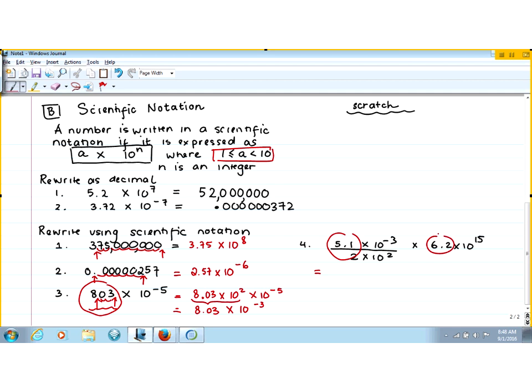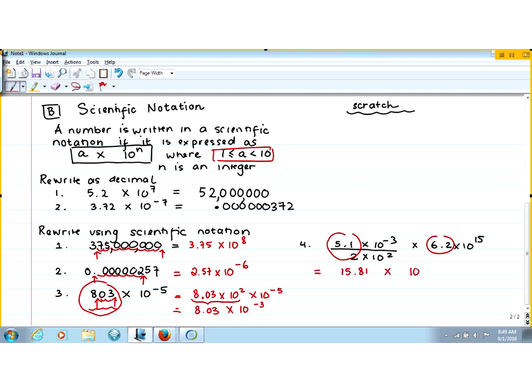So what I'm going to do is I'm going to simplify these. What is 5.1 divided by 2 times 6.2? So can you use calculator and then give me a number? So 5.1 times 6.2 divided by 2. What is it? So we're doing the number part first. 15.81? Thank you. So those are the numbers only.